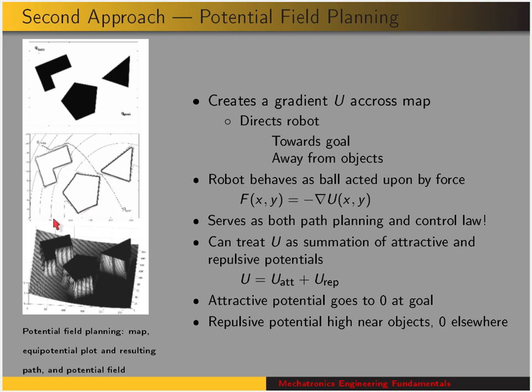So that means that the robot will continue towards the goal until it gets close to an object, and then its path will diverge sharply, and then it will continue on towards the goal once it gets a little bit away from the obstacle.